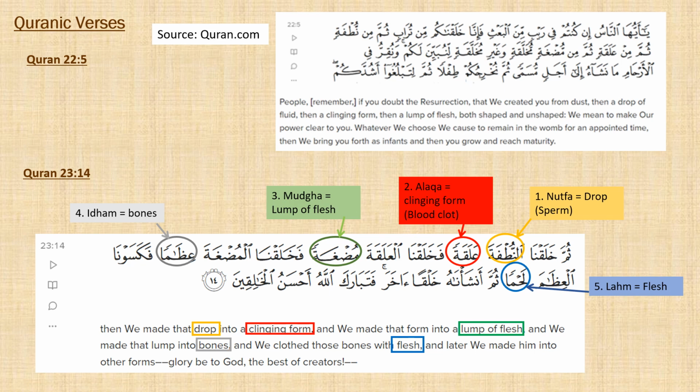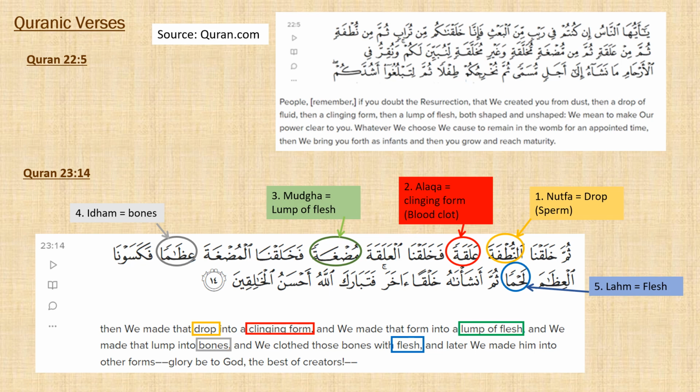Number 1, nutfa, translated here as drop, but it actually means sperm, as translated in some versions. The same word nutfa was translated as drop of fluid in the previous Quranic verse, although it is from the same website source. Number 2, alaqa, here translated as clinging form. Sometimes it is translated as a blood clot.